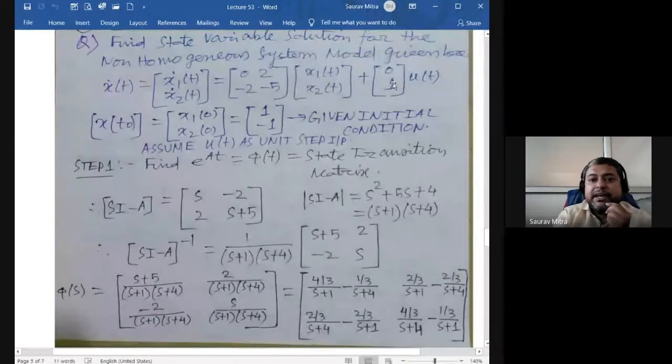Okay, so how to define that is also a trick. So in this case, just check x(t0). I have put both as 1. So in this case, your job will become a little difficult. What is the first step? First step always is to find e raised to At. So that is phi(t), the state transition matrix. So sI minus A you first find, and then the determinant of sI minus A. This is S square plus 5S plus 4.